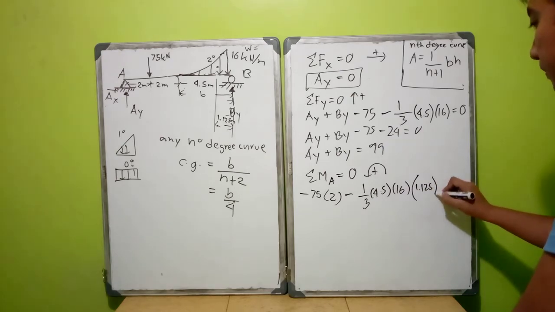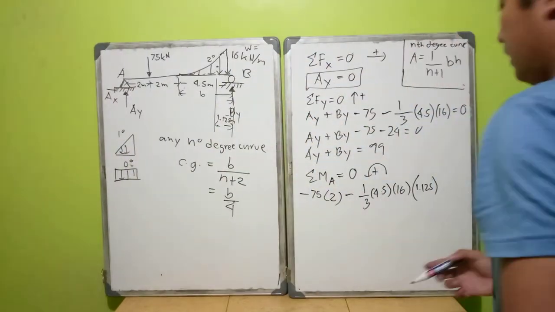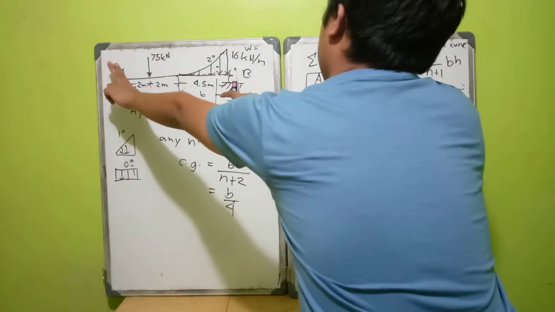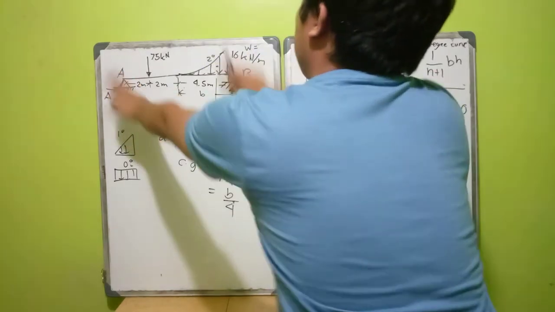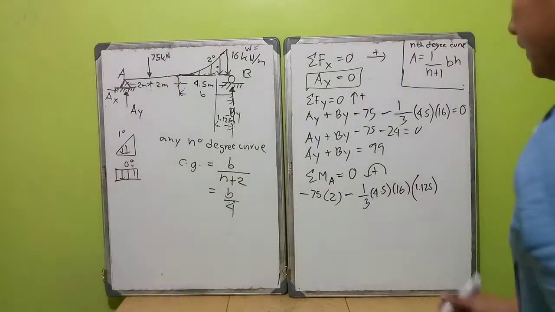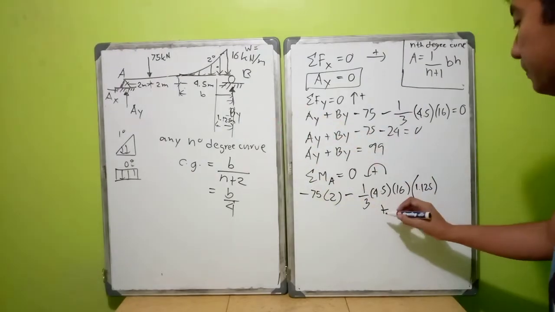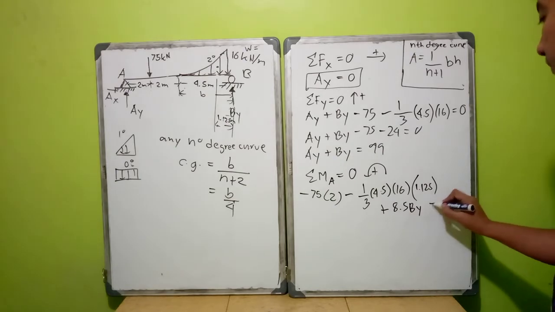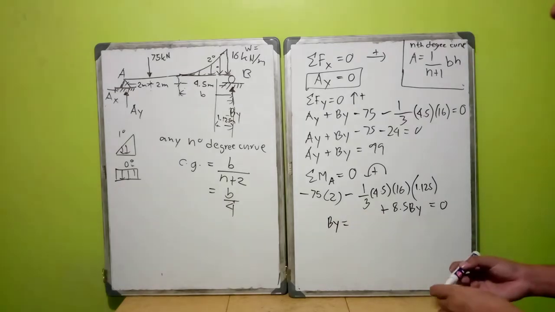1.125. And then your By relative to A, it will act relative to A. This By will rotate counterclockwise, so it's positive. Its moment arm is 2 plus 2 plus 4.5 equals 8.5 times By equals 0. So we can compute now the value of your By.